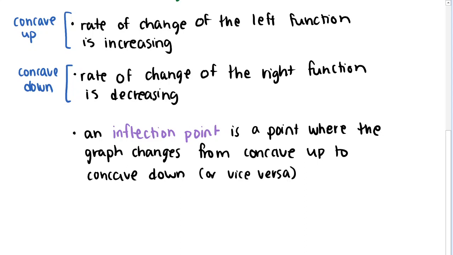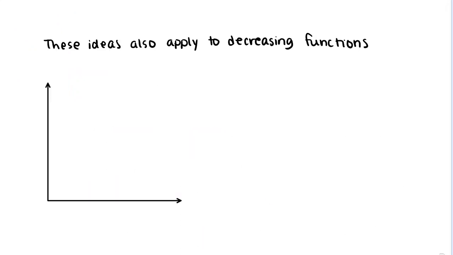So when your graph changes from concave up to concave down, or the other way around, from concave down to concave up, we call that point an inflection point. I illustrated concave up and concave down, these two qualities of a function, for increasing functions, but these ideas also apply to decreasing functions. So here, maybe let me draw another graph. Let's say it looks something like this.